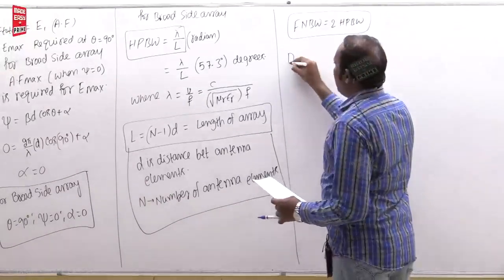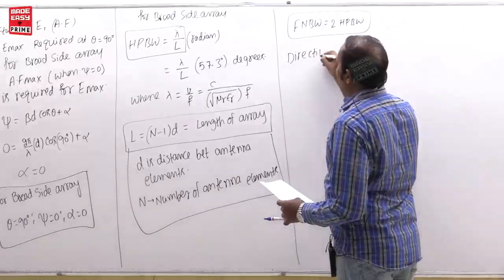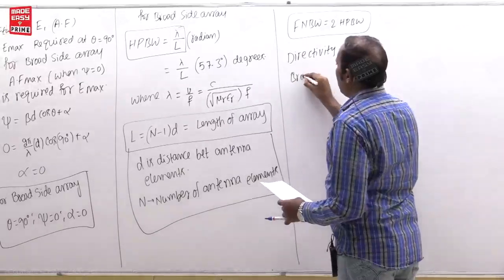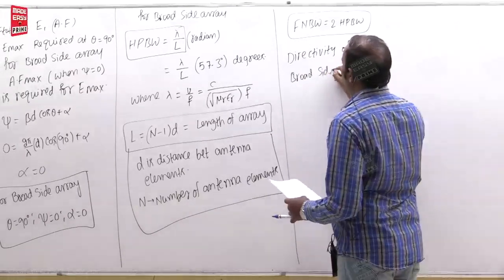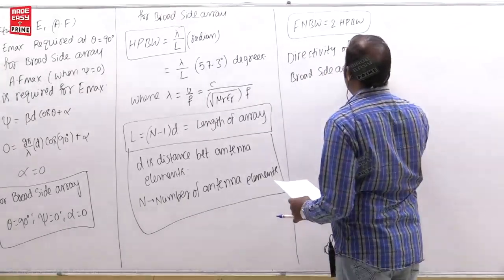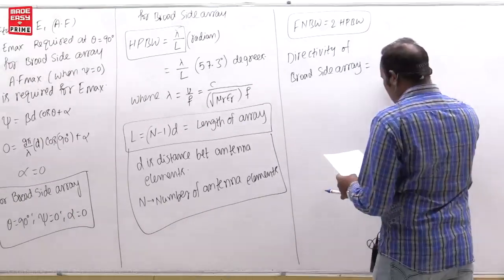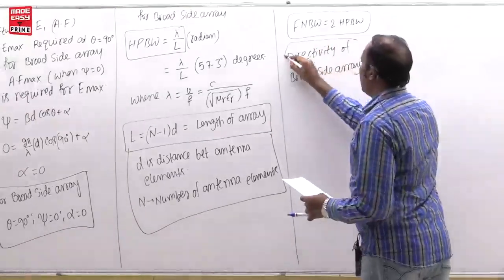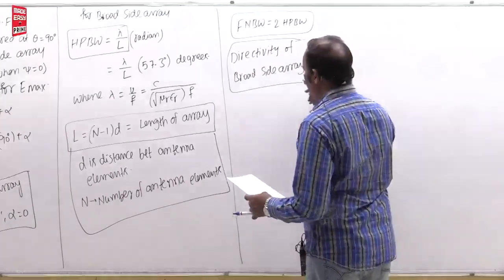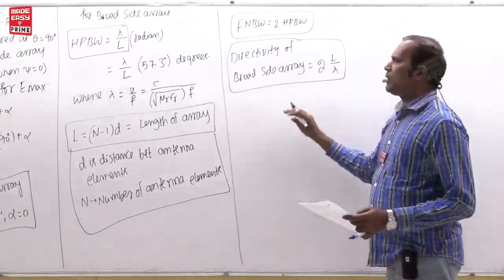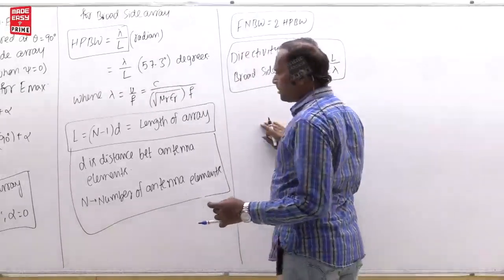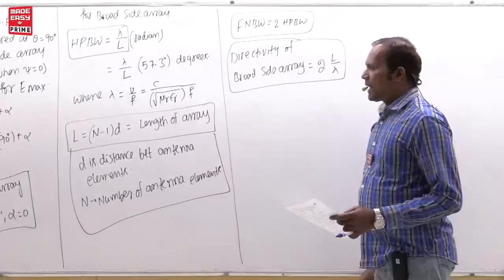Next, directivity of broadside array is equal to 2 times L by lambda. So you remember this one also. These formulas you remember, student. Just before examination you revise them. This one and this one you have to revise them. Okay. Length of array, L means, capital L means here.